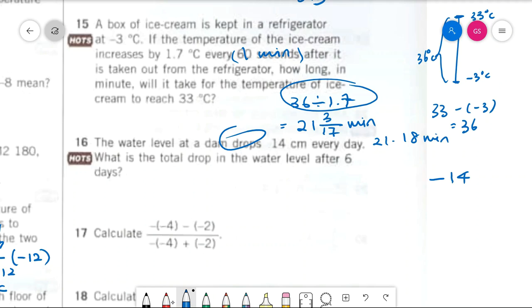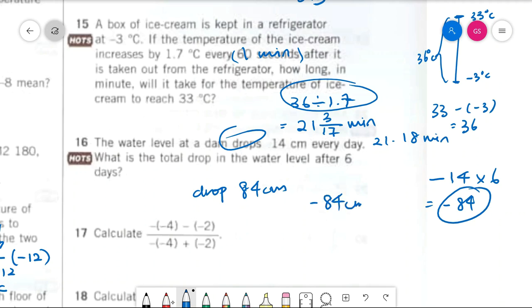What is the total drop in the water level after 6 days? So, times 6. Very simple, just times 6. What answer will you get? Times 6, you will get negative 84. That means it will drop 84 cm. You can either write drop 84 cm in words, or you can put negative 84 cm, depending on how the question asks you. But the idea is the same, it will drop 84 cm after 6 days.